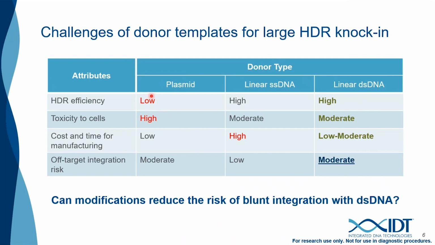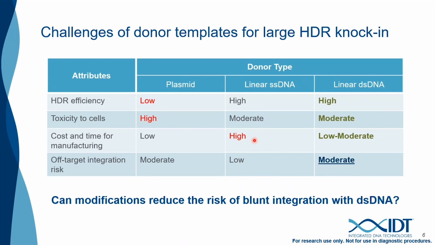In general, if you then consider linear single-stranded DNA, such as our megamer, it really works well for HDR, and as long as you control the dose, it has pretty low toxicity to cells. However, the main drawback for long single-stranded DNA is the cost and time for manufacturing these. Because of the more complicated process to produce these, it's really limiting on the yields that we can deliver. And so the 3 microgram yield that we offer is great for microinjection work, but it's not a very cost-effective solution for cell culture work.